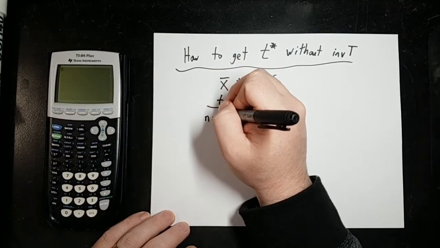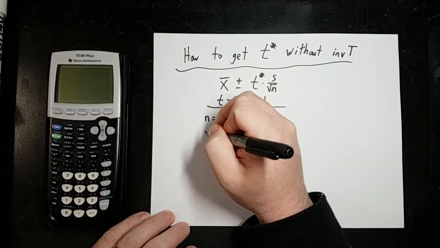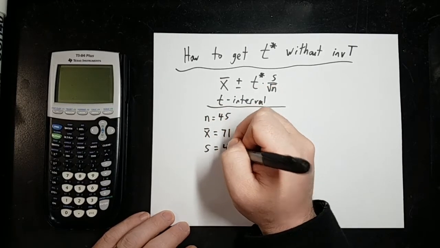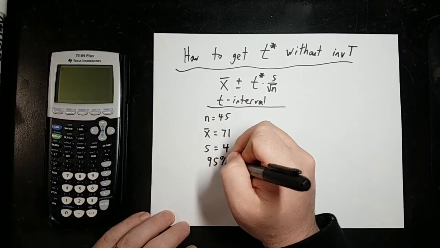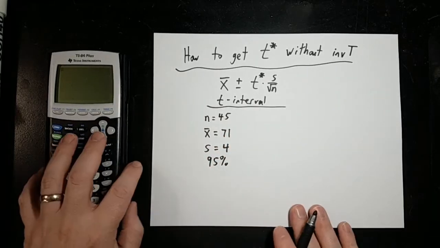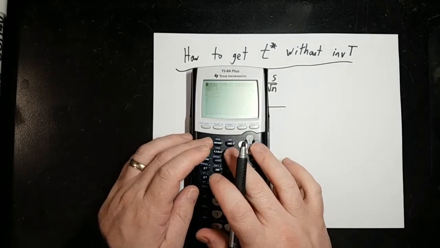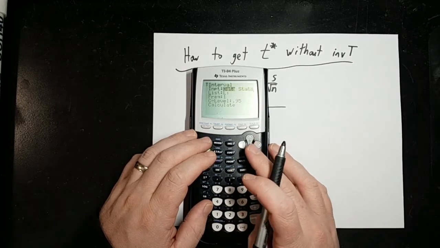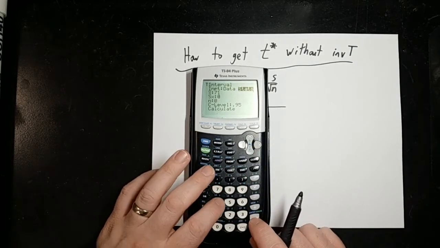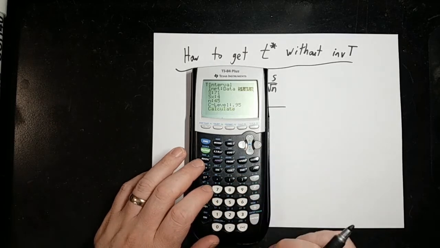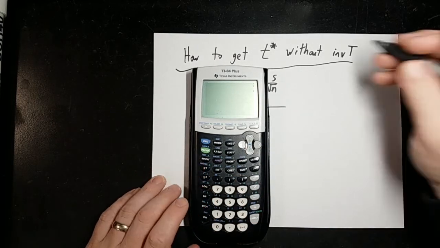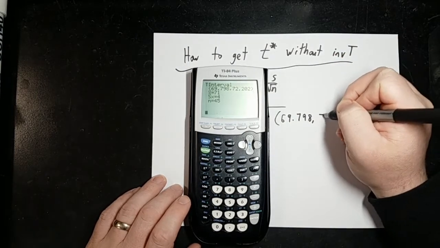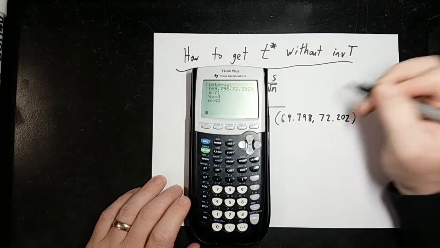Let's just say that I had a sample size of 45, and the sample found an average of 71 with a standard deviation of 4, and I needed to calculate a 95% confidence interval. Now, first, if you just had to calculate the confidence interval, after checking all the assumptions and conditions, you would type in the appropriate information, calculating that 95% confidence interval, which would give you an interval of 69.798 to 72.202.